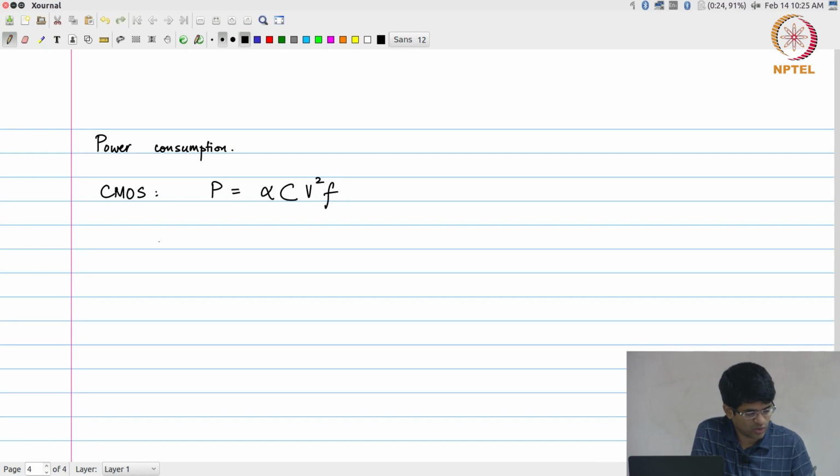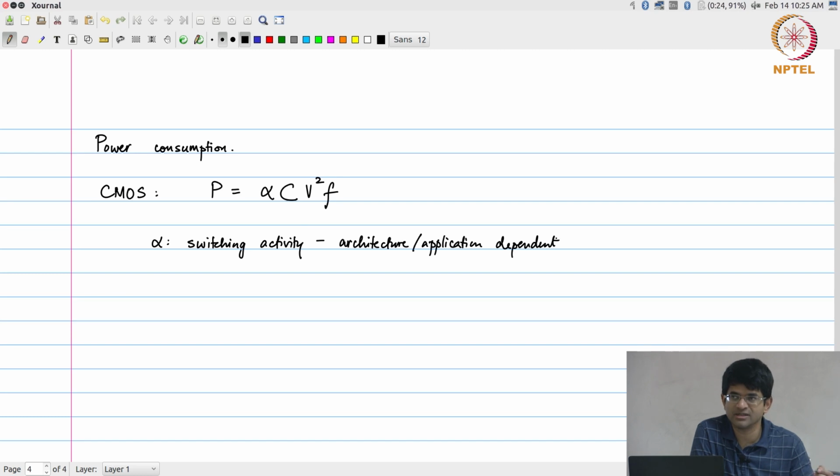Okay. So here alpha is a switching activity, which is essentially architecture or application dependent. What I mean by this is, if I come up with a slightly different way of doing addition, I may be able to reduce the number of times that a particular wire will need to switch.